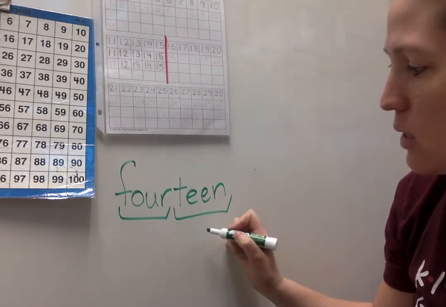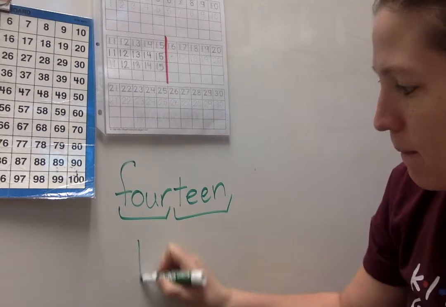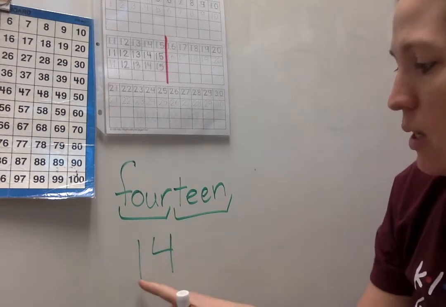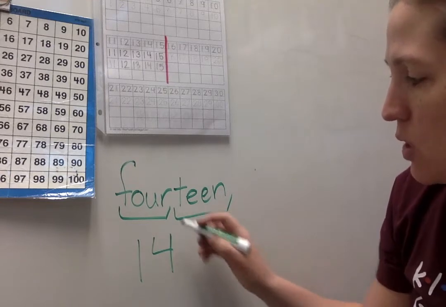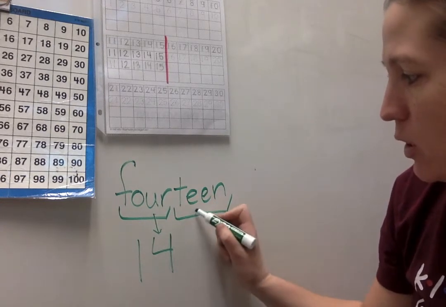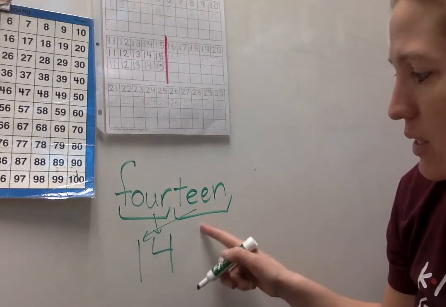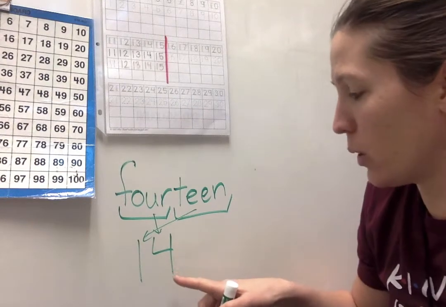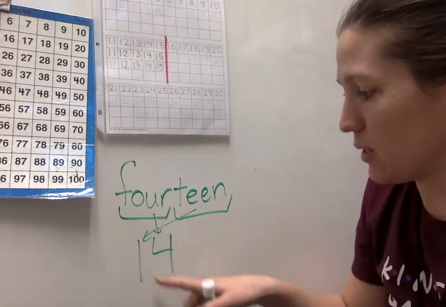We know teen means it's going to start with a 1, and then 4 tells us how many are in the ones place. So 14 is a 1 and a 4. So even though the word 4 is before the word teen, teen tells us it starts with a 1. The 4 tells us it's 14.